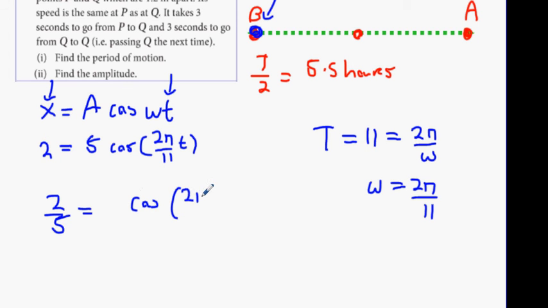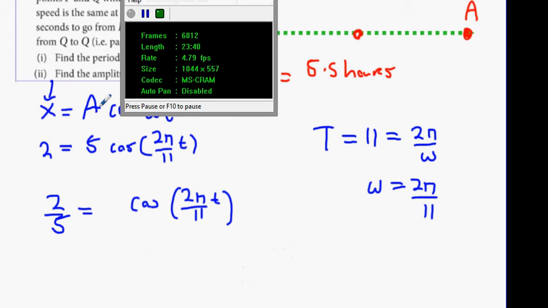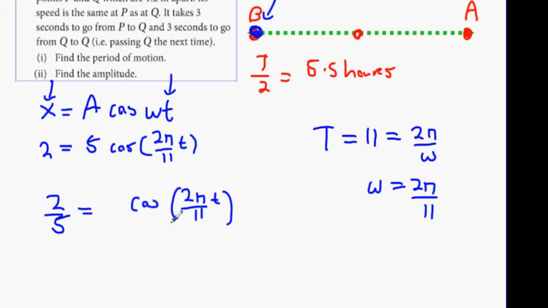Cos inverse of 2 over 5. So what happens when you cos inverse 2 over 5? Can somebody tell me? I want it in radians as well. What we have here, guys, is that when we cos inverse this, 2 pi over 11 t ends up being equal to, what did you say it was? 1.16.